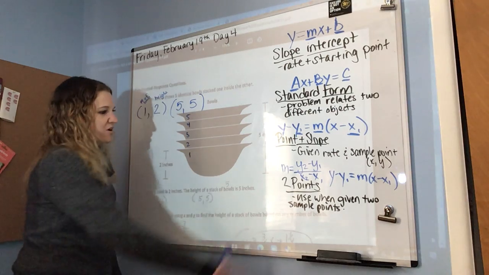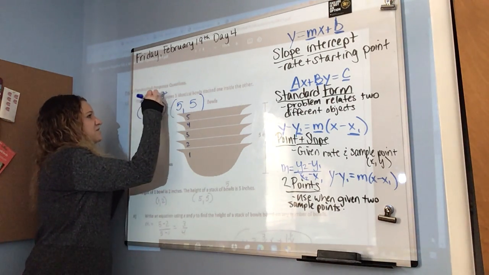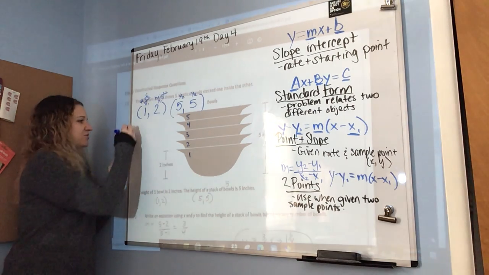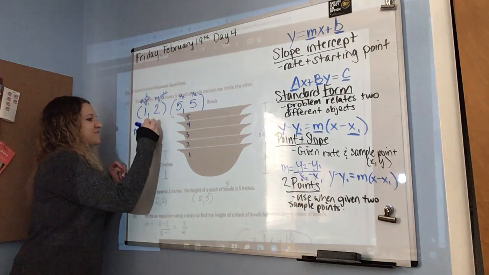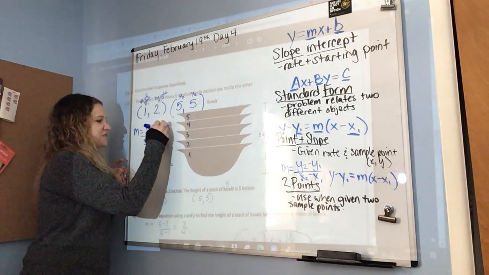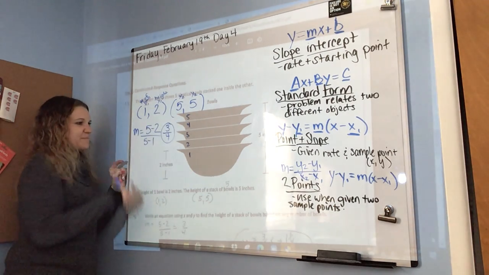So like I said before, when you're given 2 points, the first thing we need to do is find our m, our slope. So we're going to do x1, y1, x2, y2, and plug it into our slope formula. So we get 5 minus 2 over 5 minus 1. 5 minus 2 is 3, 5 minus 1 is 4. So we've got our m.